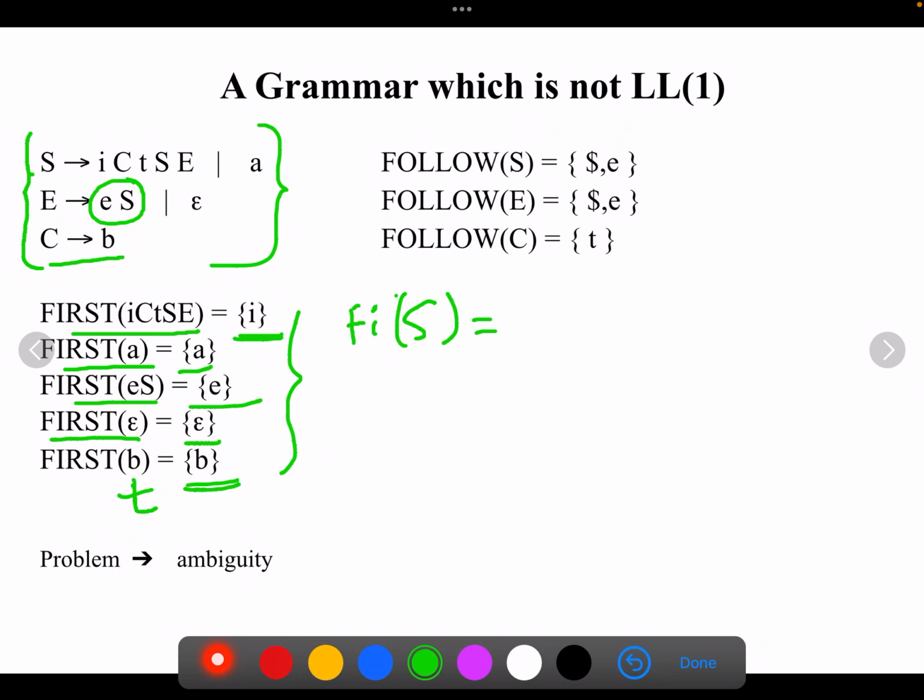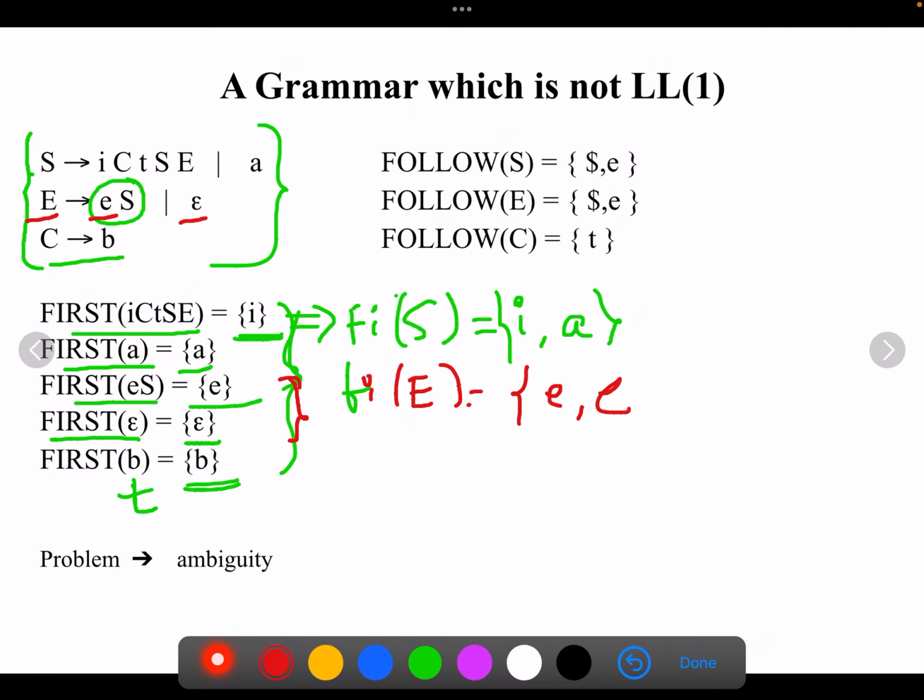Nothing but first of S is, from this you can obtain first of S is I and A. Next moving on to this 2. First of E is E and epsilon. Next moving on to third one, first of C is B. Okay, we have computed this.